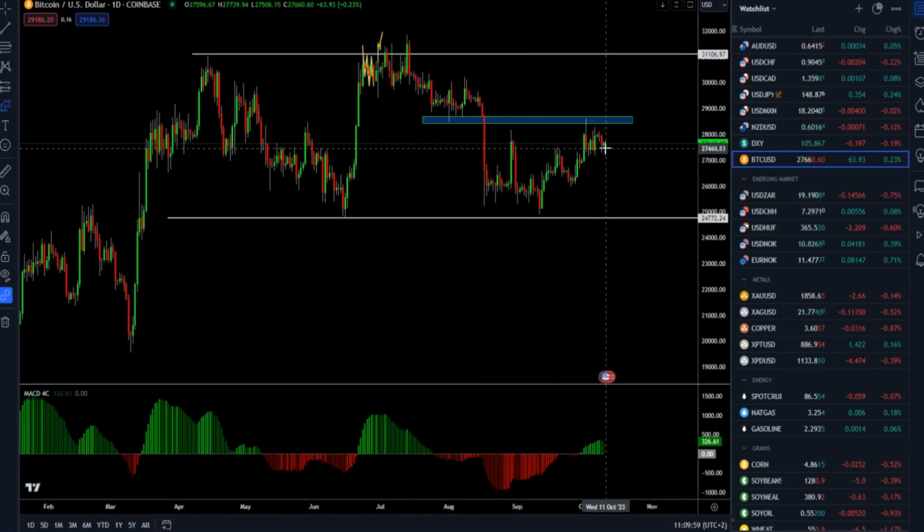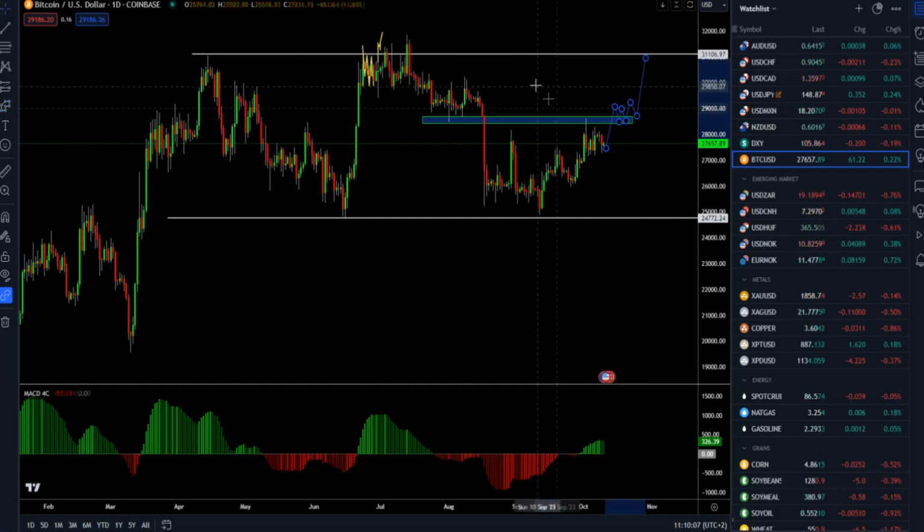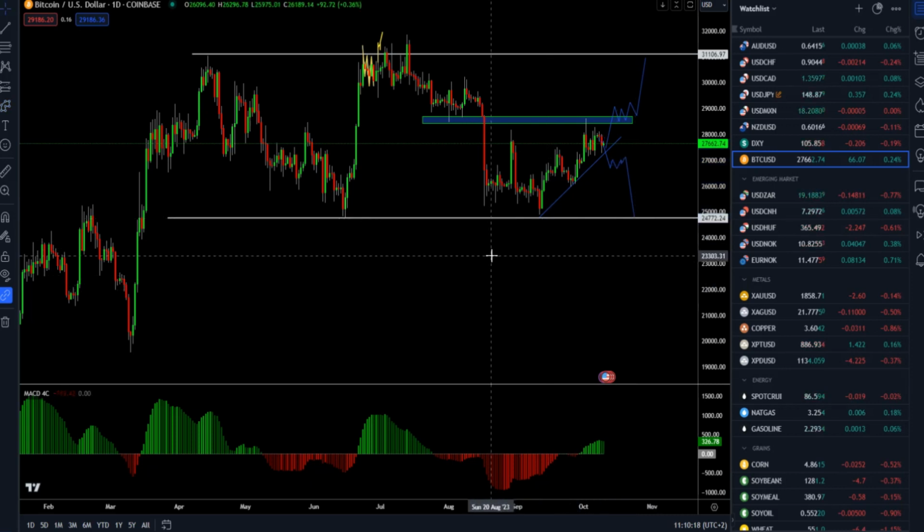For anything meaningful to the upside, I would like to see a break and hold above 28,700. That will have potential to retest the 31,000 mark. From the other side, if the market can clear this rising trend line and hold below, so build some continuation down pattern, then there is a chance to retest 24,750.